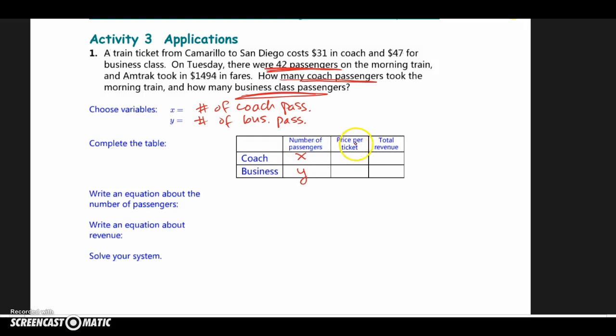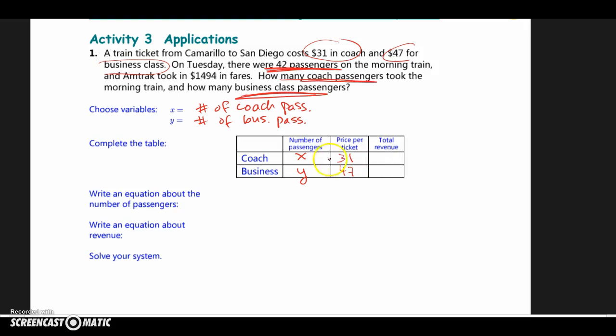Then it says price per ticket. Well, that's when the dollar amounts come into play. So the price for each coach ticket is 31 bucks. And the price for each business class, a little bit higher, is 47 per ticket. Well, the total revenue pretty much means how much the train brought in, because they sold X tickets at 31 bucks per ticket. Also, they sold Y tickets at 47 bucks per ticket.